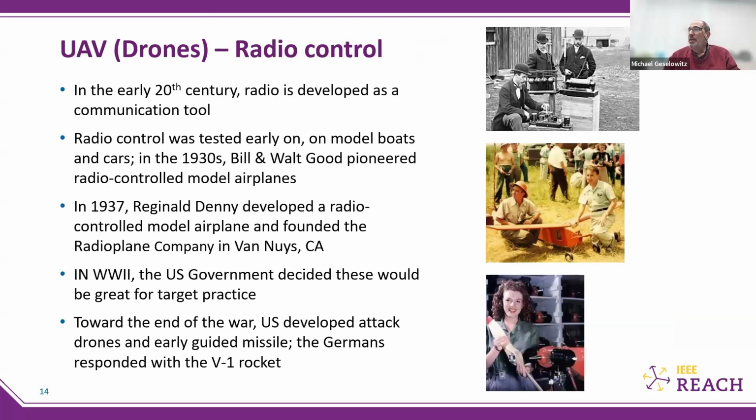Okay, now another enabling technology. We have a unit on radio, on the origins and early uses of radio. We focus on broadcast. Radio was developed as a communication tool, first as point-to-point and then as broadcast. But early on, people realized that those signals could be used to actually control things. And by the 30s, two inventors, including William Walgood, had pioneered radio-controlled model airplanes.